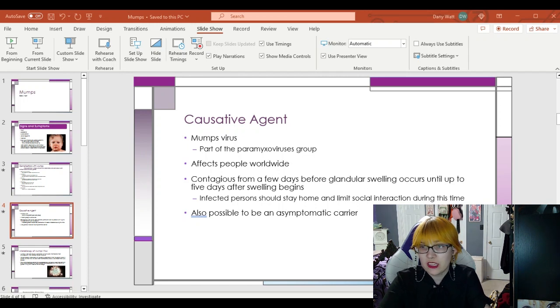And you can be contagious anywhere from a few days before the glandular swelling up to 5 days after you start swelling. During that time, you should try to limit social interaction, stay home, don't go to class, don't go to work, don't go to parties. It's also possible to be an asymptomatic carrier, so you might not swell up at all. You might not get anything other than just the headache and the fever, which is why it can be a little bit difficult to diagnose, but we'll get more into that later.